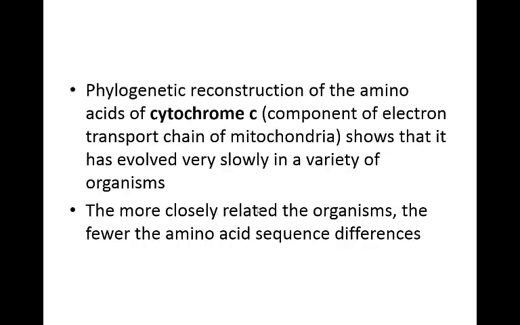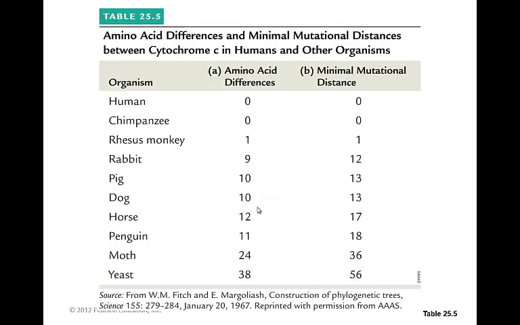We can look at reconstruction of the amino acids of cytochrome C in a phylogenetic tree. Remember, cytochrome C is a component of the electron transport chain of mitochondria. And what we can see is that it has evolved very slowly in a whole variety of organisms. The more closely related two organisms are, the more closely related their amino acid sequence will be, and the more distantly related the organisms, the more amino acid sequence differences there will be.